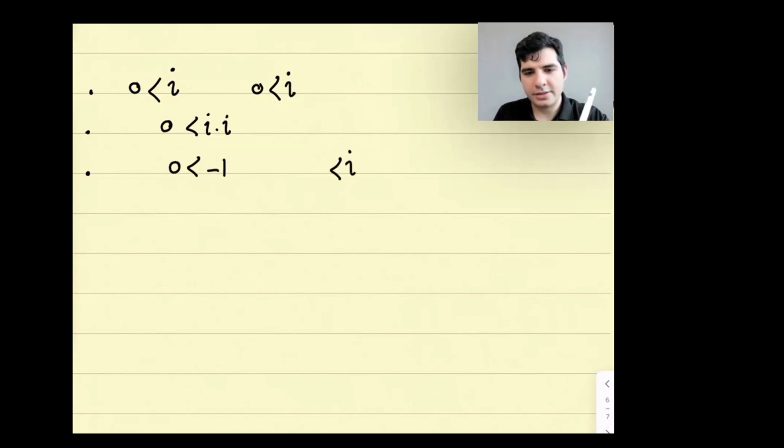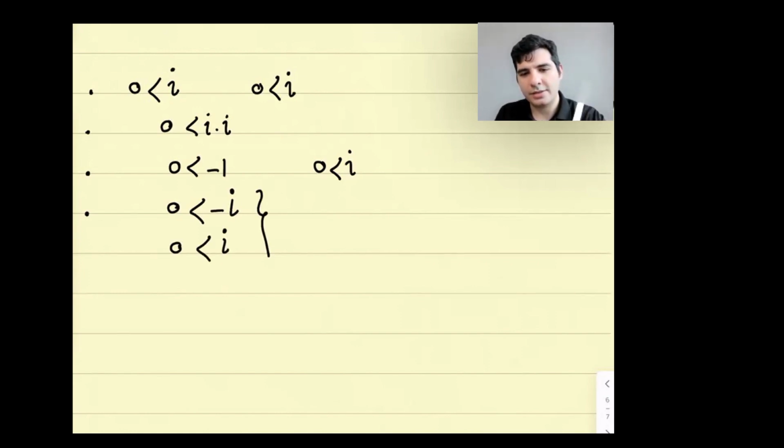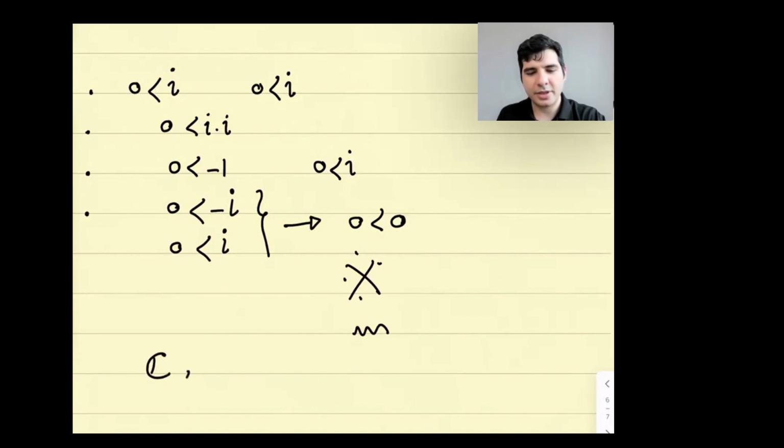But i is larger than 0 and minus 1 is larger than 0, so their product, minus i, is also larger than 0, right? Now, i is larger than 0, minus i is larger than 0. Their sum implies 0 is larger than 0, and that is a contradiction. That is not correct. Okay, so we learned C has great algebraic structure.